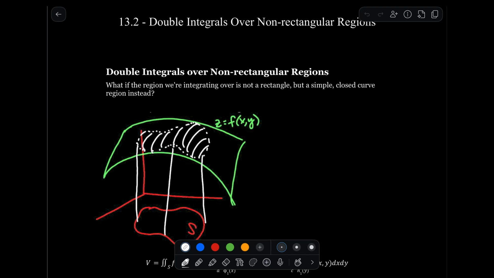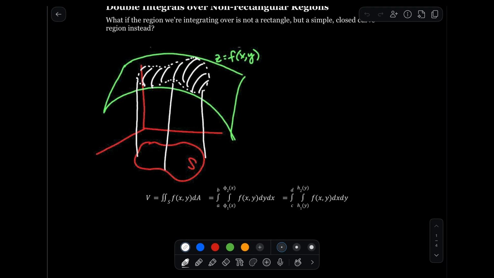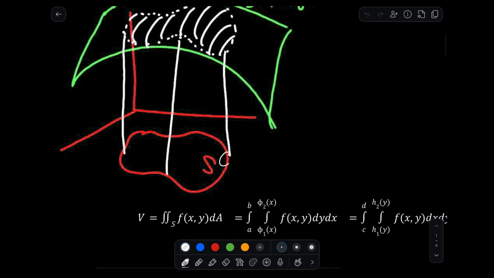However, now, for double integrals over non-rectangular regions, we have to consider our bounds. We have to consider what shapes the functions make, and you have to be cognizant of all that as you're going along. Instead of it being over a rectangle, we have it over a simple closed curve. And that's something you're going to hear quite a bit in Calculus 3, a simple closed curve. For example, this region S right here is a simple closed curve.